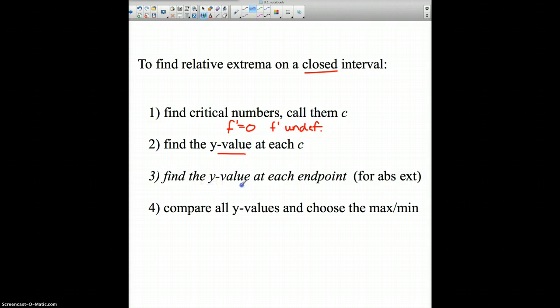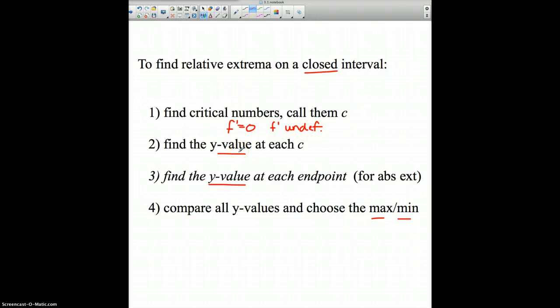Then find the y value at each endpoint, so we're looking for absolute extrema too. And then compare all those y values and choose the highest for the max and the lowest for the min. All right, so critical numbers: take the derivative, set it equal to 0. Take the derivative, and if it's got a denominator, set that equal to 0.